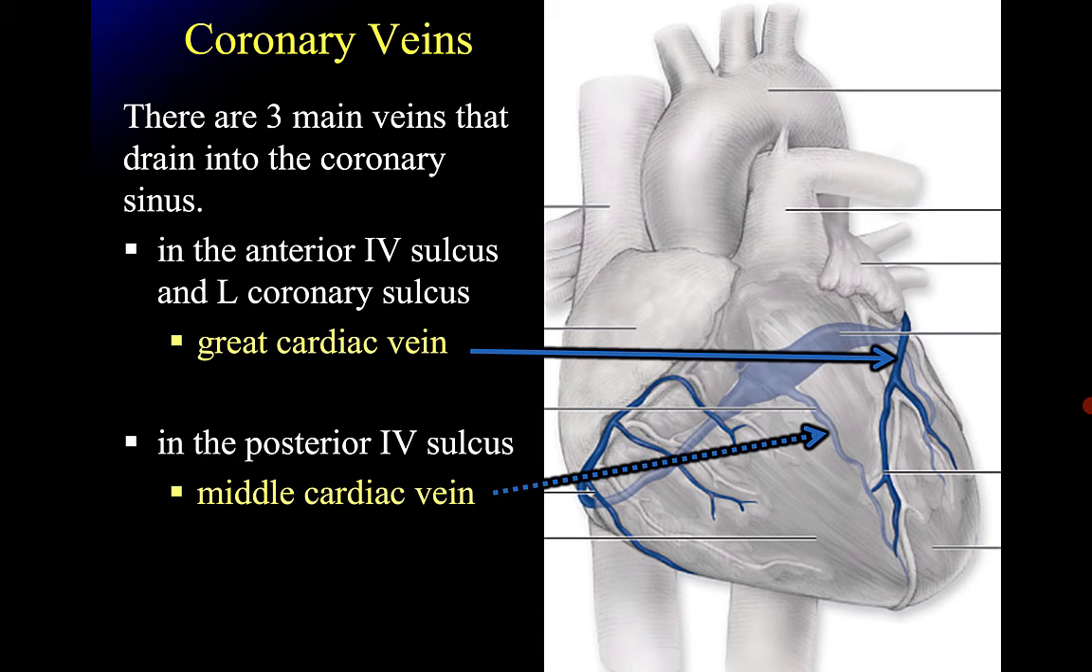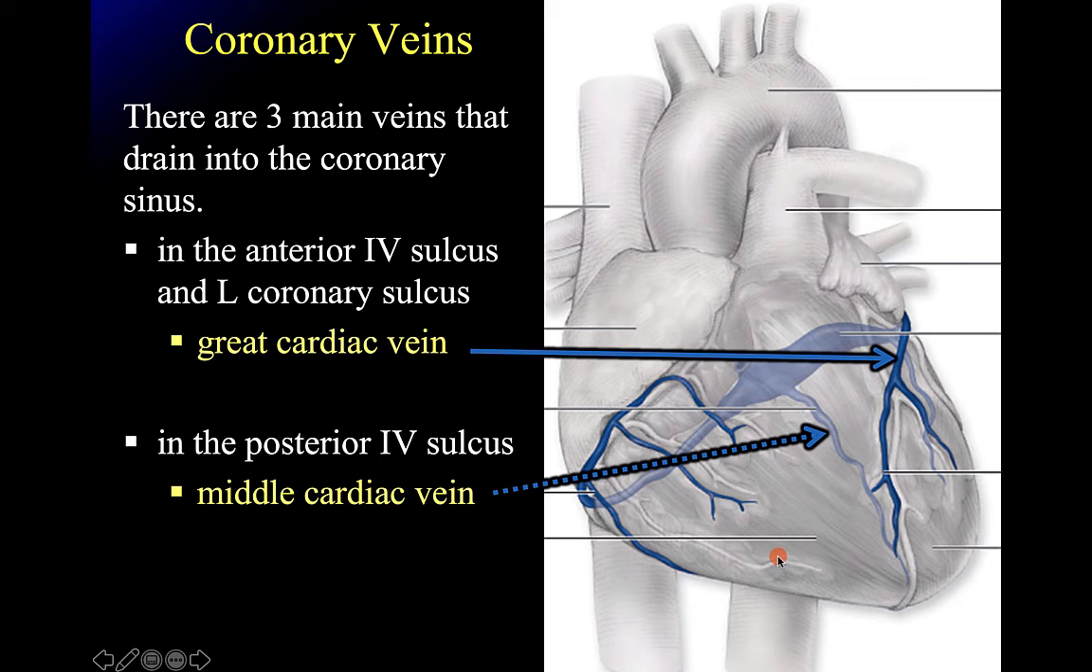All right, next we're going to take a look at the venous drainage from the heart. Now this is also going to be relatively simple, but we are going to diagram this out as well in the next chapter. So there are three main veins that drain into the coronary sinus. The coronary sinus, of course, we can see the opening of right back in here, and that is one of the three vessels that drains into that right atrium, along with the superior vena cava and the inferior vena cava.